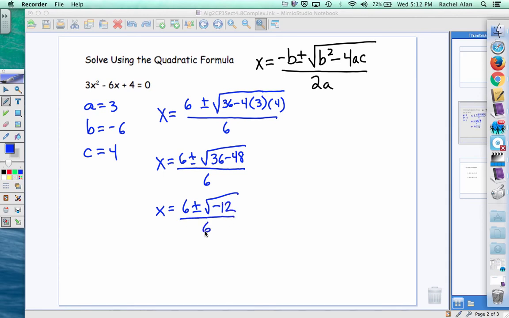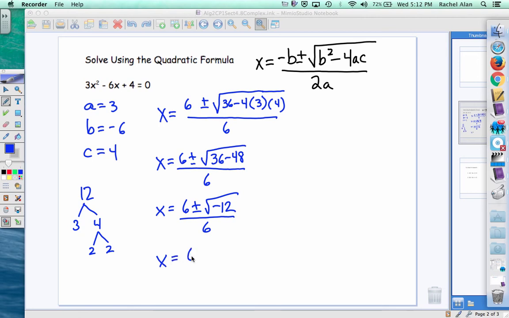Now we have a negative under the square root, so that means we're going to have a complex solution. We're going to have an i in our answer. Okay, so the negative comes out and becomes an i, and we just need to simplify the square root of 12. So 12 is 3 times 4, and 4 is 2 times 2. So the square root of 12 is the same as 2 square root 3.